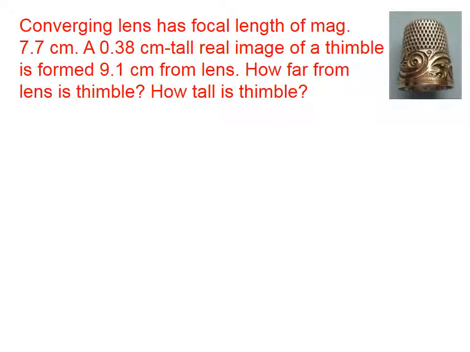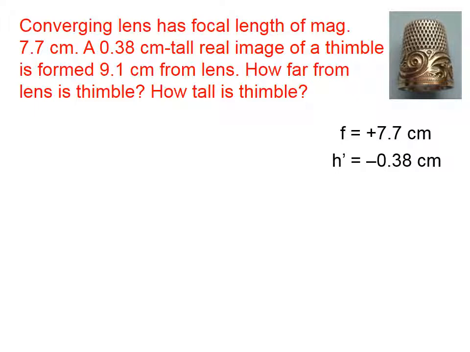So let's try this problem. We have a converging lens, so we know that the focal length must have a positive value. We're told that the real image is 0.38 centimeters tall. Well, we know that real images are always inverted, and the height of something that's inverted is negative. Therefore, we're going to put h prime to be negative 0.38 centimeters.